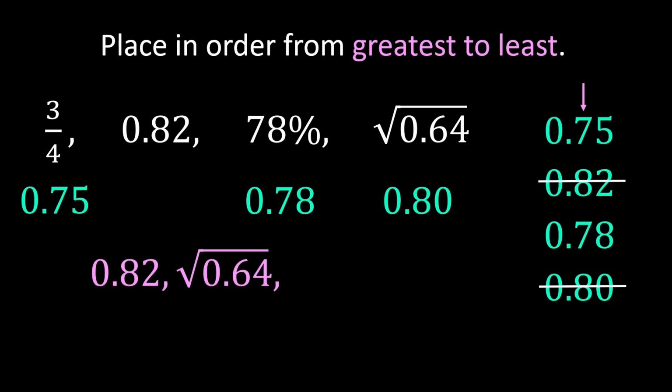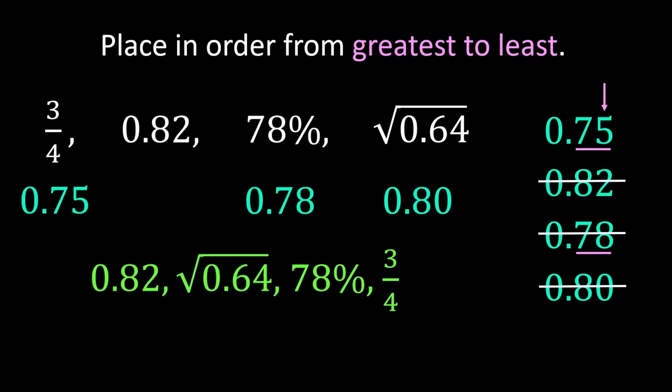We can cross those two values off and go back to the tenths place to compare the remaining values. Each of these values has a 7 in the tenths place, so we'll need to consider the digits in the hundredths place. We see 75 hundredths and 78 hundredths, which is the larger value and equivalent to 78%, which will come next. And when we cross off the 78 hundredths, we see 75 hundredths remaining, which is equivalent to 3/4. These numbers in order from greatest to least are 82 hundredths, square root of 64 hundredths, 78%, and 3/4.